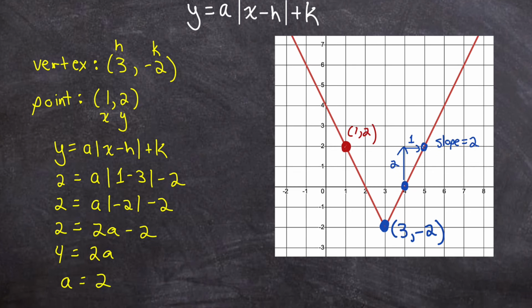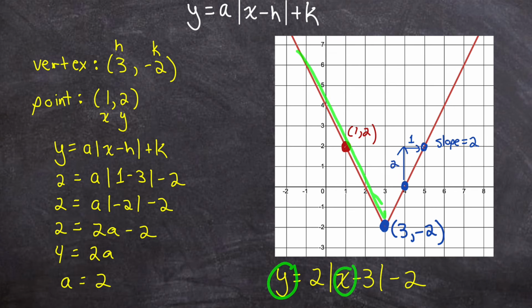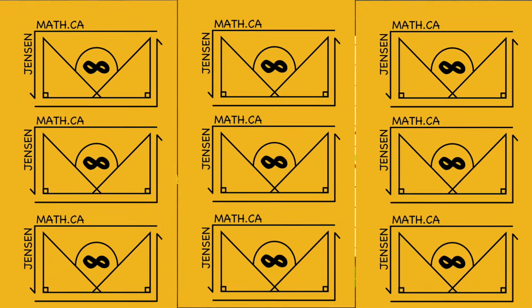Which means the final equation of this function is y equals 2 times the absolute value of x minus 3, minus 2. The final equation always has a, h, and k subbed in, but you don't sub in for y and x in the final equation because this equation defines the relationship between all of the x and y values that make up the graph of this function.